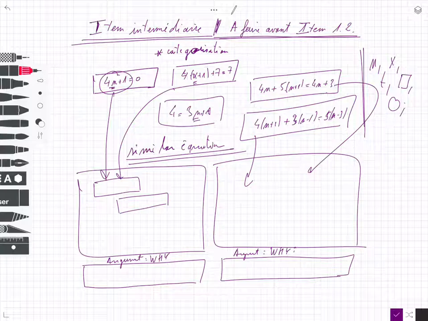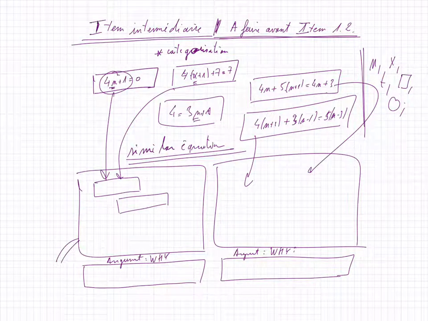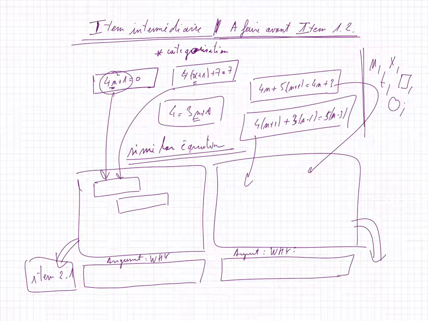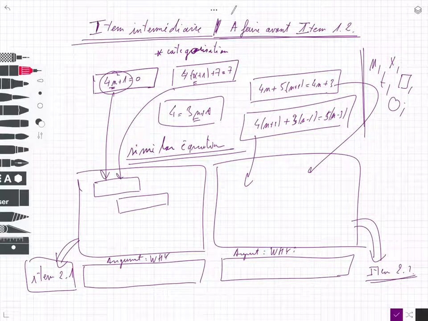So, and then from the next one, from this side, we could go to item 2.1, and from this we could go to item 2.2, which would then redirect students from one to the other.